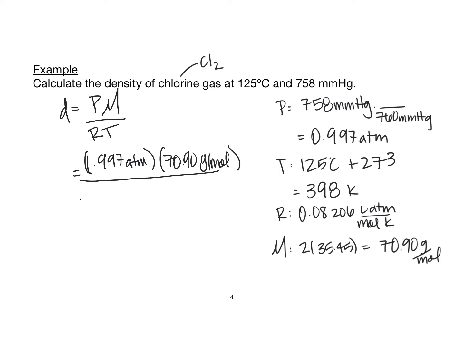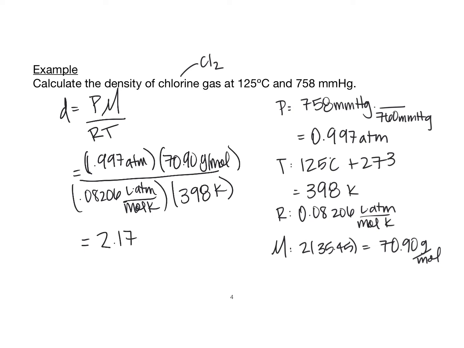Divide that by the R value of 0.08206 liters atmospheres per mole Kelvin. Multiply that by the temperature of 398 Kelvin. And so when you plug this into your calculator, I get 217 grams per liter as the density of chlorine gas at 125 degrees Celsius and 758 millimeters of mercury. So we can use this in other types of calculations.